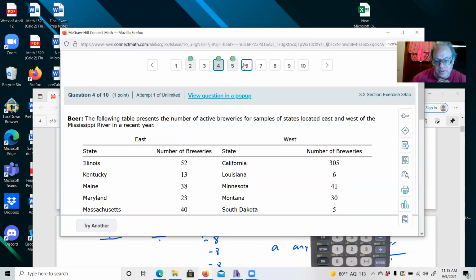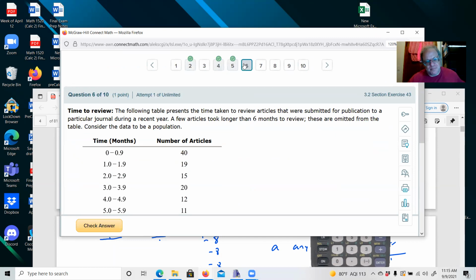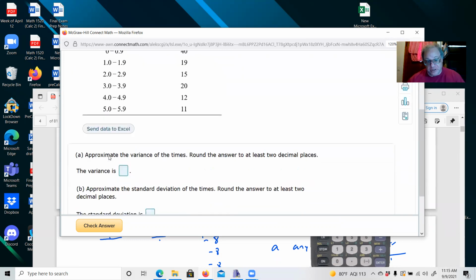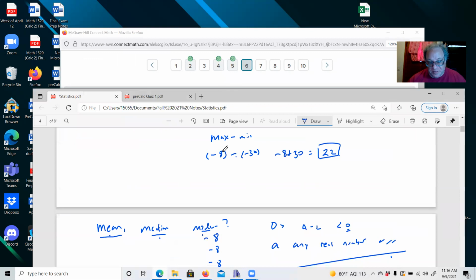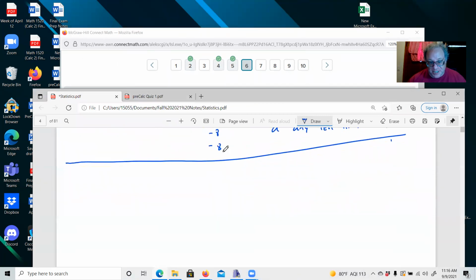So let's look at 6. There's a little put off. What we have to do here is we have to get the midpoint of each one. So what we're going to do, I'll show you how to do this in your calculator too. We're not doing this by yourself by hand. That would be even worse than a regular standard deviation, to get a group standard deviation.